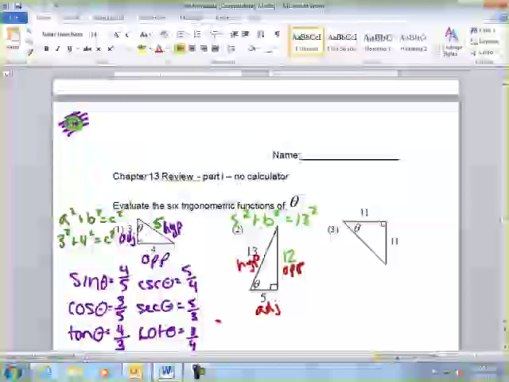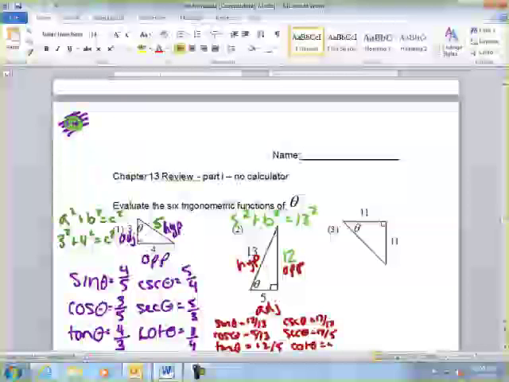So then sine is opposite over hypotenuse, cosine adjacent over hypotenuse, and tangent opposite over adjacent. Cosecant flips over sine, secant flips over cosine, and cotangent flips over tangent.